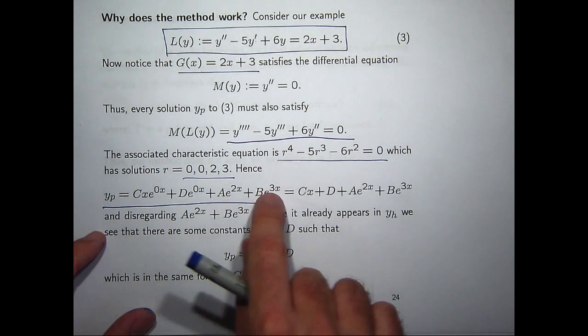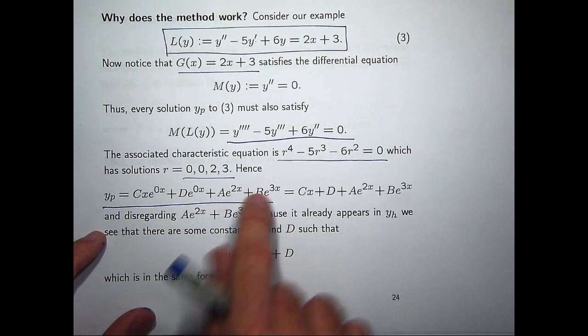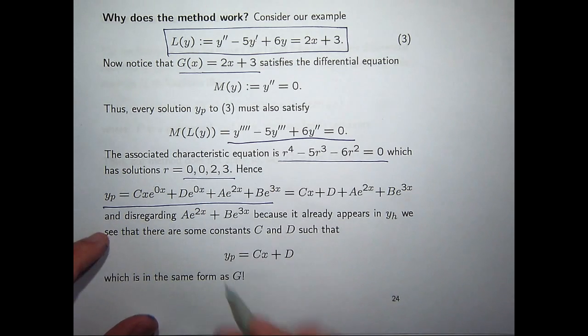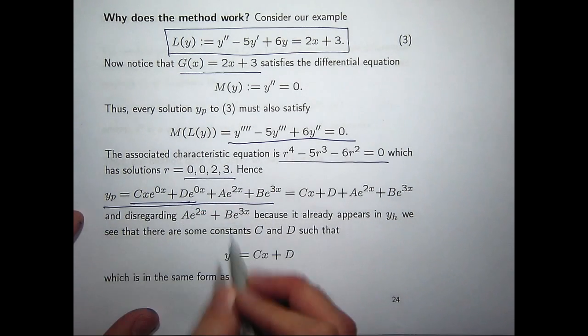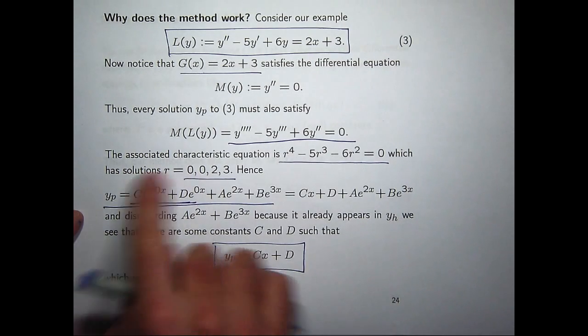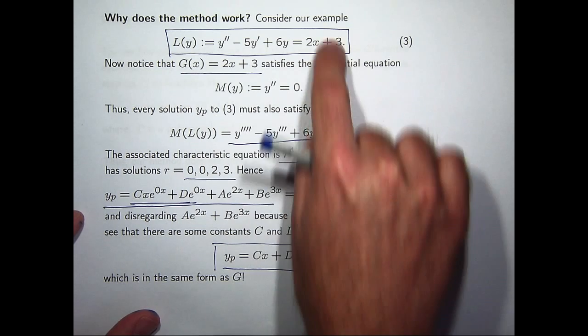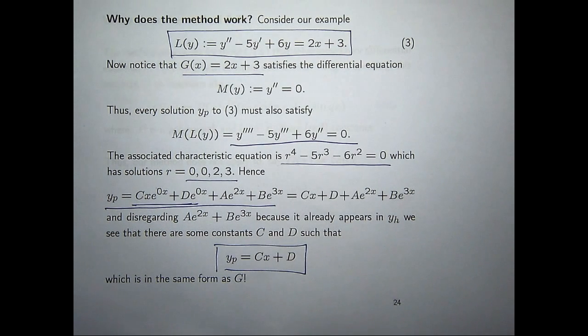Now, this and this are already in the homogeneous solution, so I can forget about those, right? So what's left? This Cx plus d. You see how that and that have the same general form? So there are constants, in this case C and D, such that you can assume a particular solution has that Cx plus d form. Okay, very powerful method known as the Annihilator Method. You annihilate the right-hand side until it disappears.